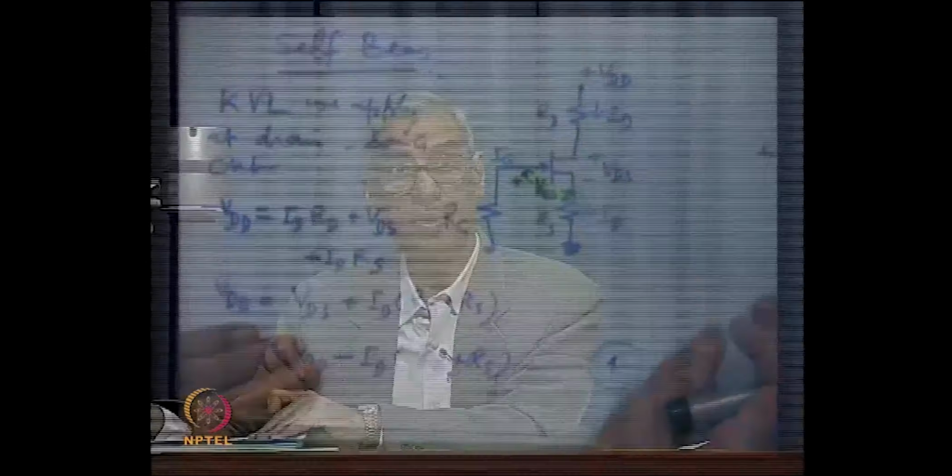Now, this point which I am now discussing will illustrate why it is called self bias and how it provides stability to the circuit. The operating point once chosen will remain stable against the device temperature variation or variation in device parameters.